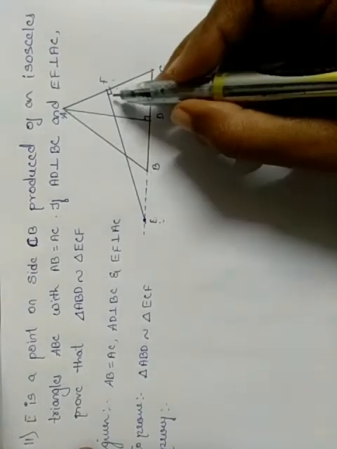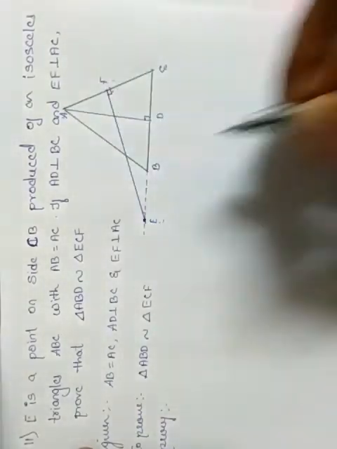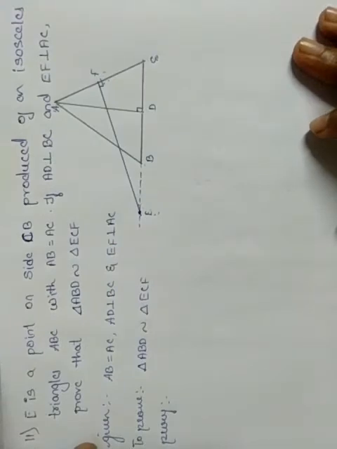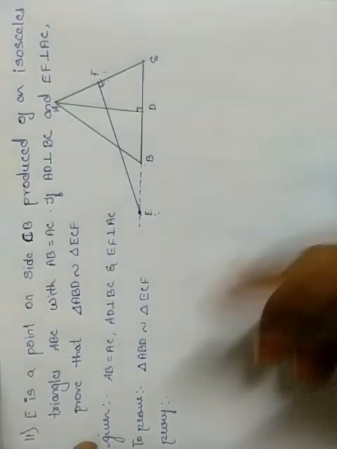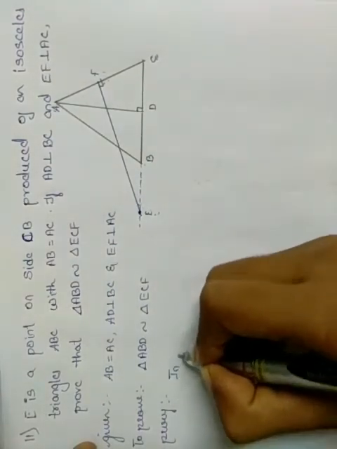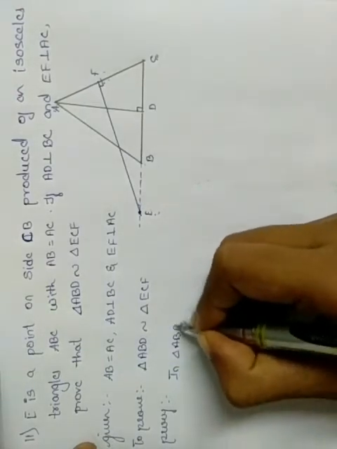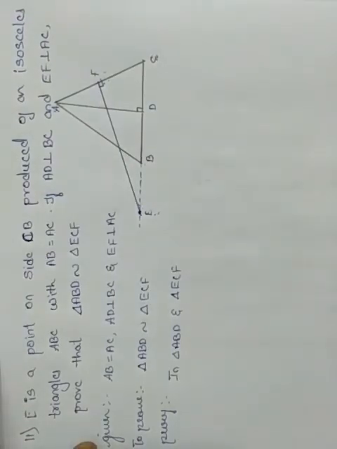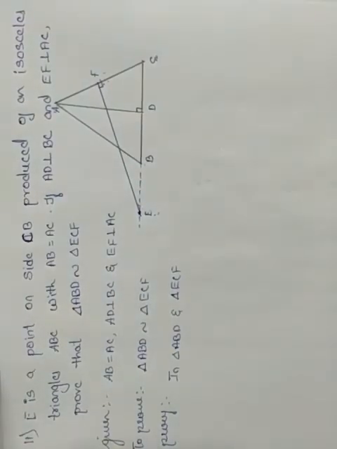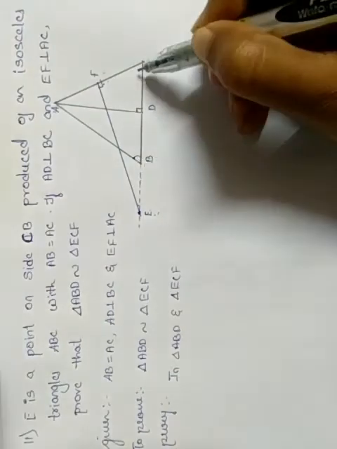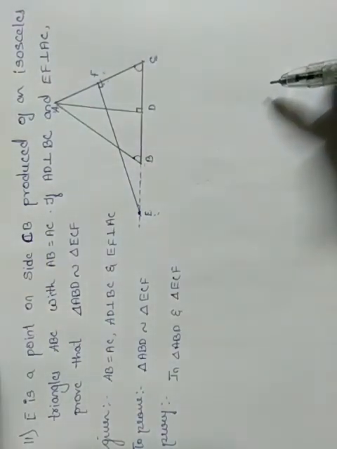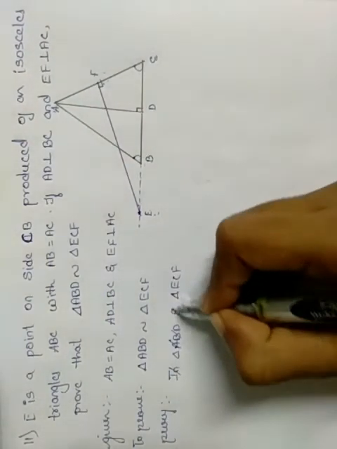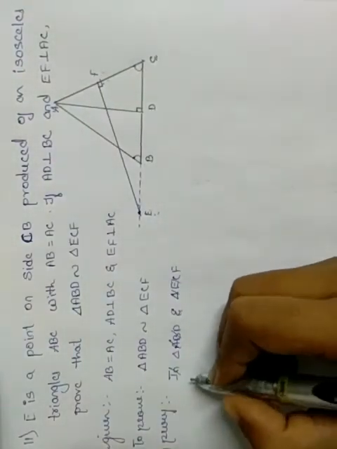To show that these two triangles are similar, we are going to apply the angle-angle criteria. Let us consider triangle ABD and triangle ECF. To prove this by angle-angle criteria, we require one more angle. That is, angle B is equal to angle C, we need to show, right? First we'll prove that angle B is equal to angle C.